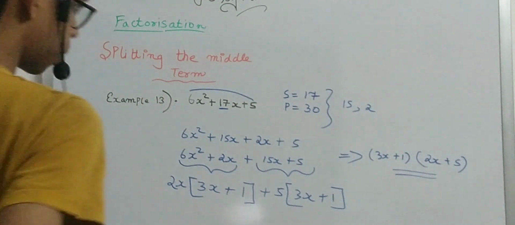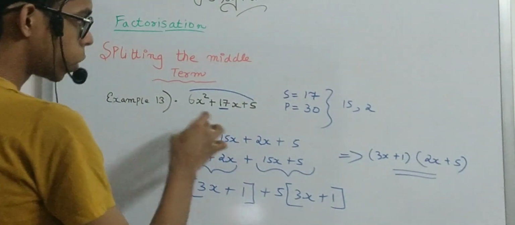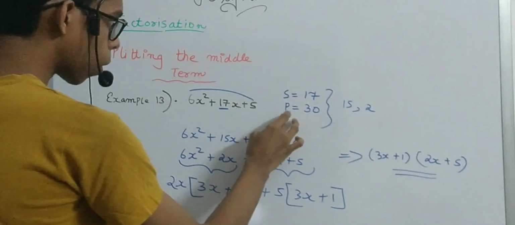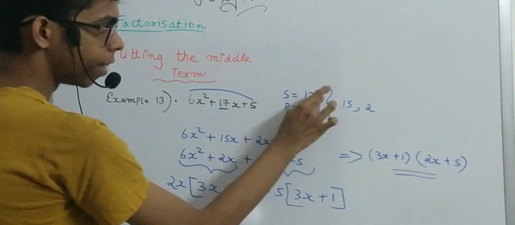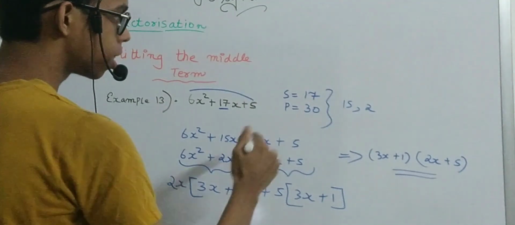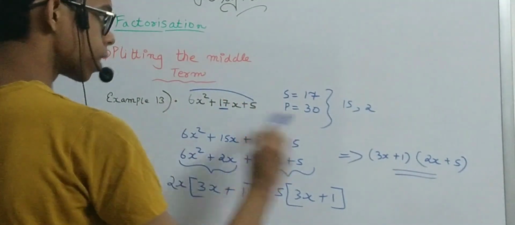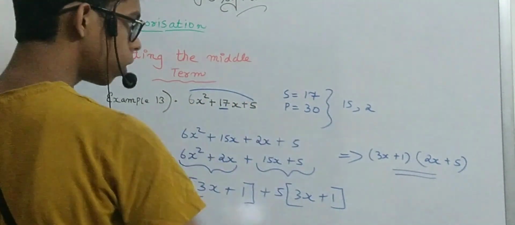Once again I will explain to you. First of all, what should we do? We have to write the sum and product. Sum is the middle number. So here the middle number was 17. Now product, how will you find? Multiply the last number with the first number. So 5 into 6 we got 30.